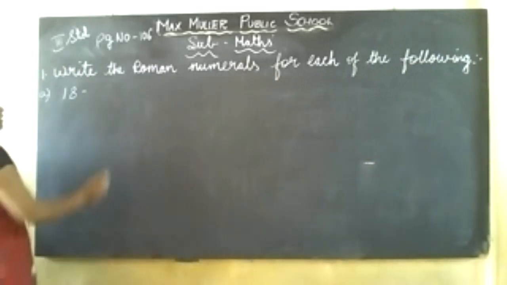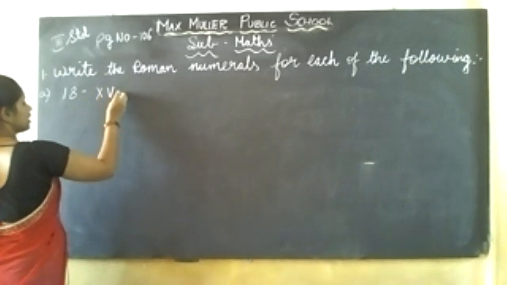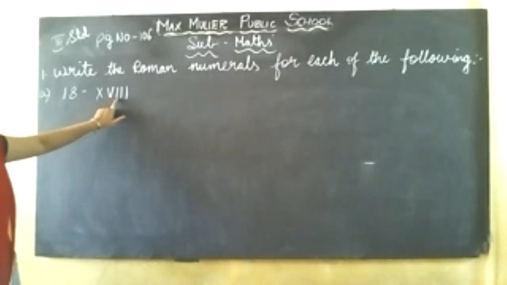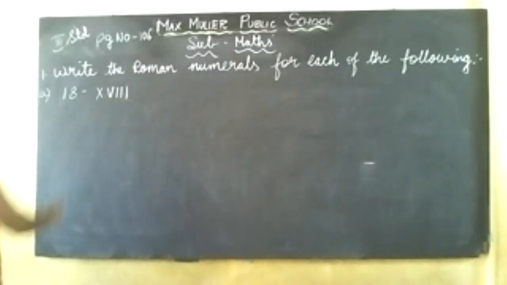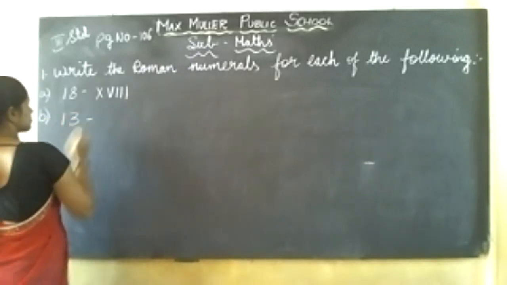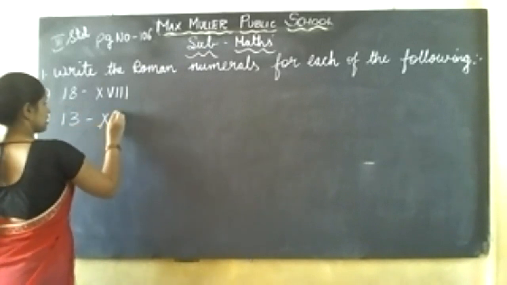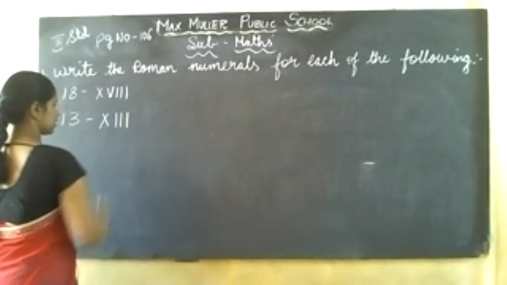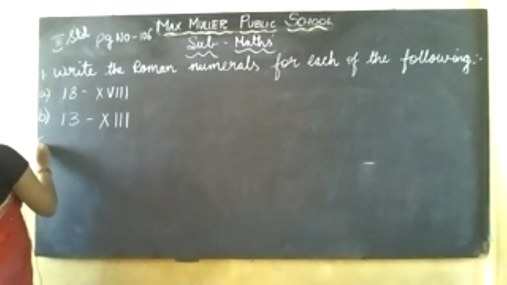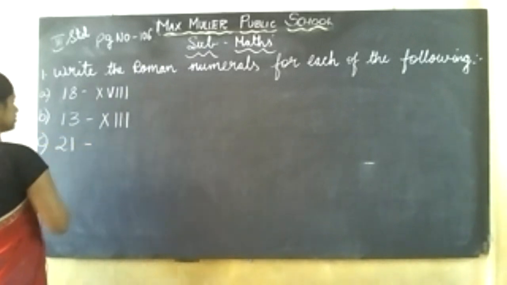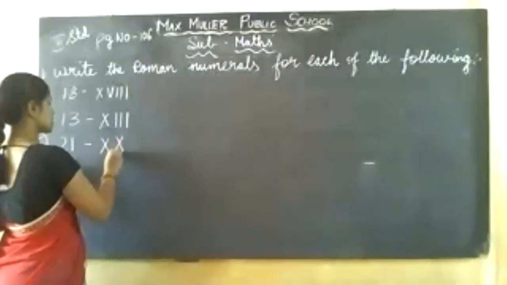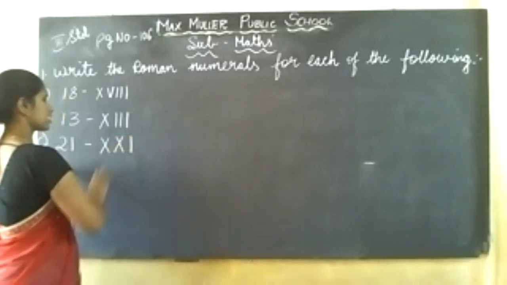So 18 means X, V, 3 lines. So 18, X, V, 3 lines you are going to put. Next one, 13, X, 1, 2, 3. X, 3 lines you are going to put. Next, 21. So 21 means how much will you write? X, 2 times you are going to write X and you will write I.